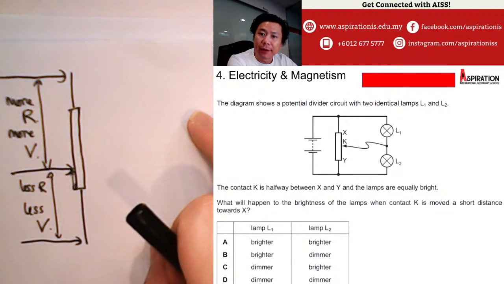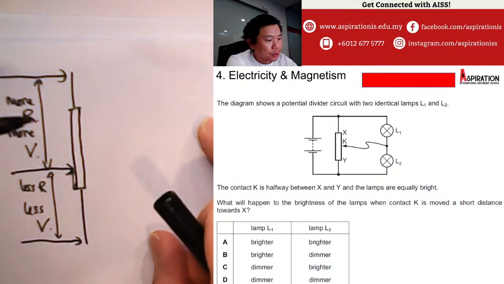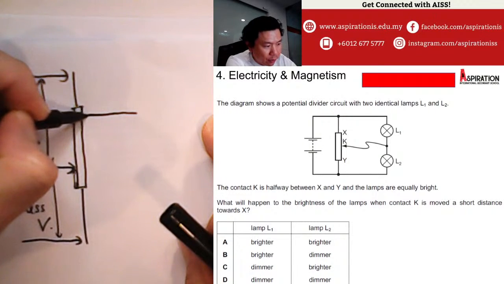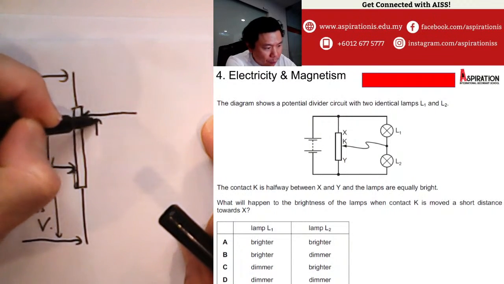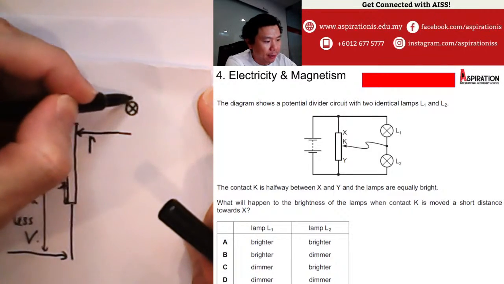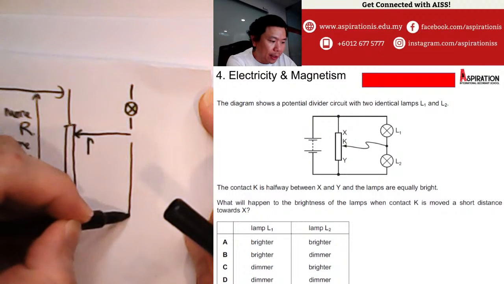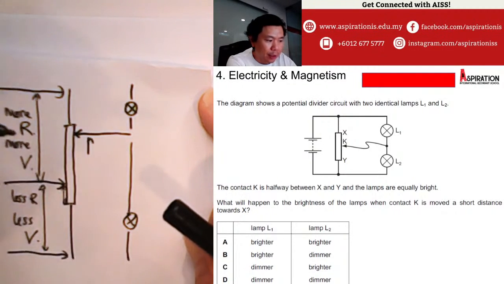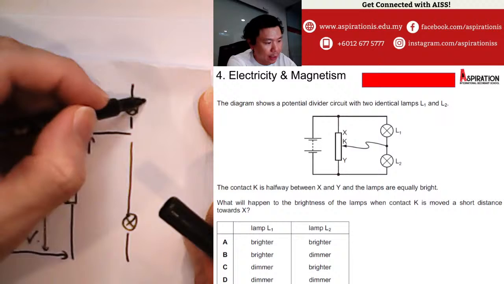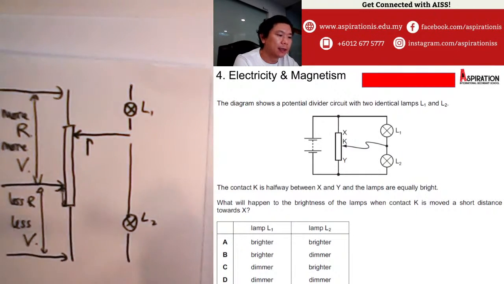Now, what will happen to the brightness of the lamps when K is moved a short distance towards X? So the question is saying now it's moved towards the top. If I have a lamp here, compare the brightness with the lamp over here. So this is L1 and this is L2. What do you think the answer is? Let me know in the chat.